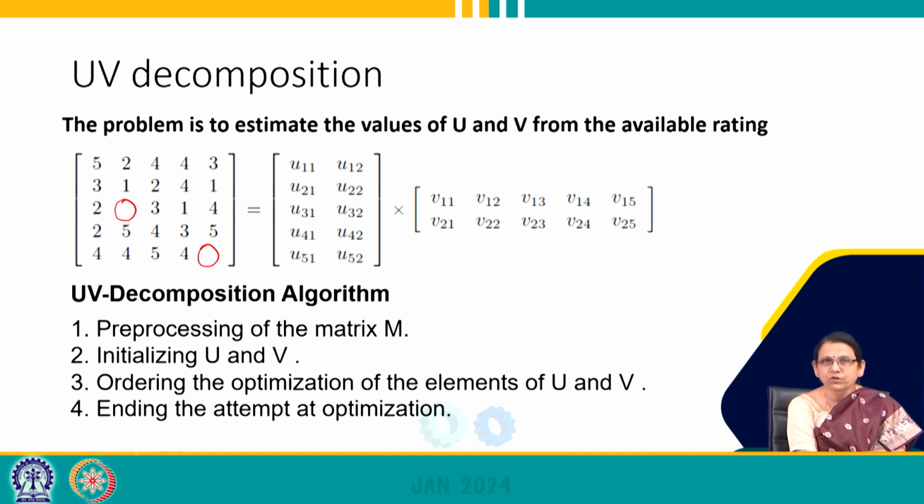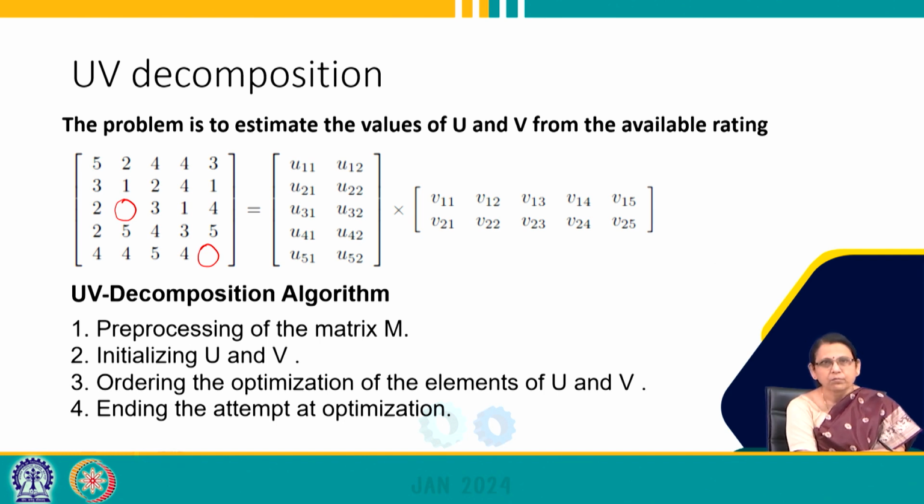So, what are we going to do? We are going to adopt a machine learning algorithm, a learning algorithm which will simply look at the available entries and try to minimize the error with respect to the available entries. Because of this process, the values which are missing will also keep getting updated. So, how do we proceed?